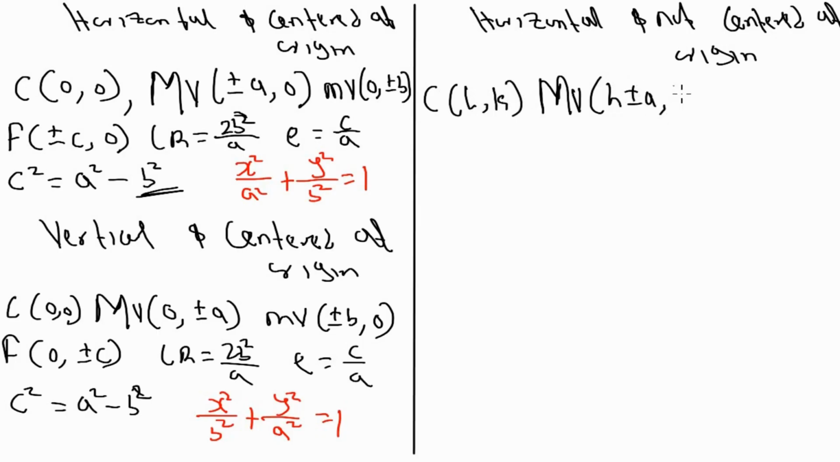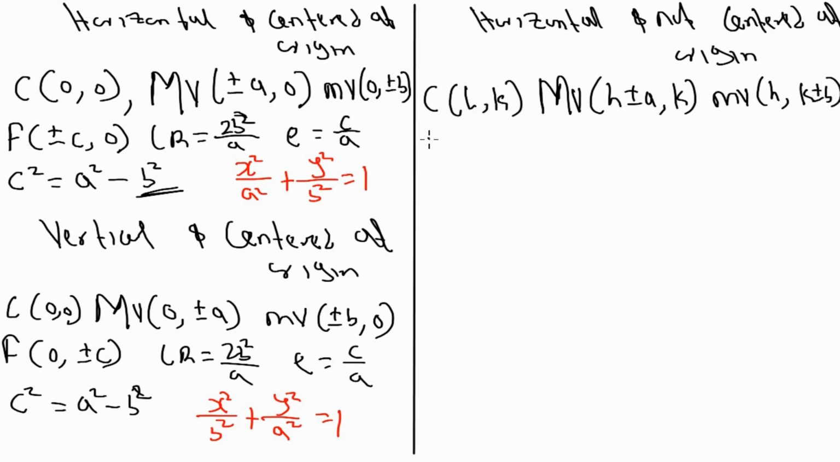Now 0 plus k, that's k. Perfect. Now lowercase mv. Instead of 0, 0 is now the value of x. 0 plus h is h, comma, then k plus or minus b. It's just like k plus or minus b. Excellent.